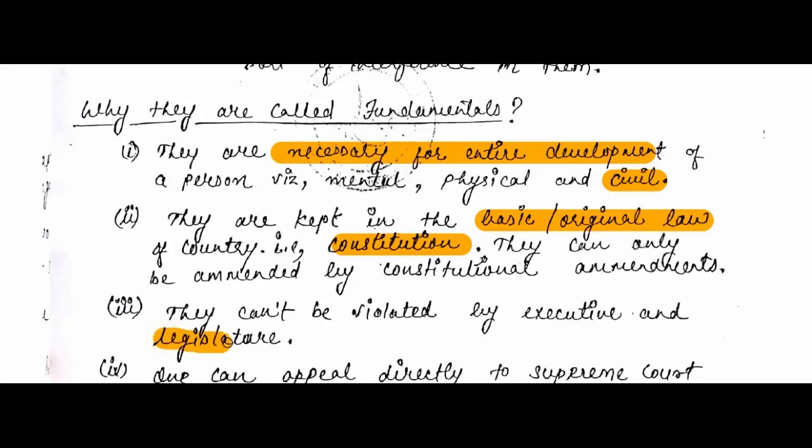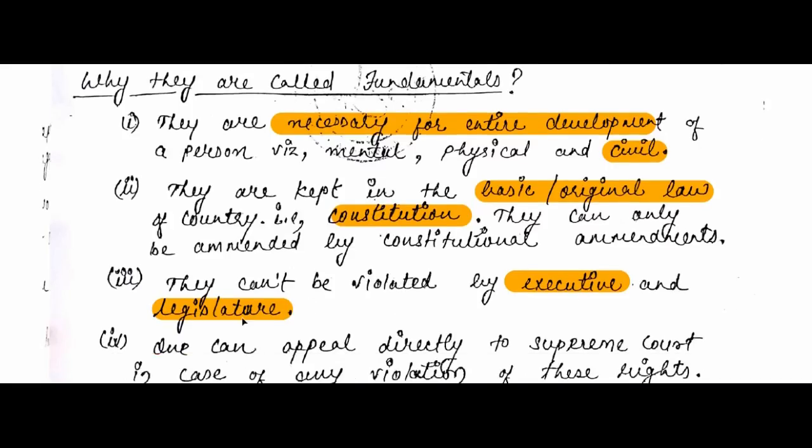Legislature means the body which makes laws. For instance, we say parliament or state legislature. And executive means the body which implements the policies and laws made by the legislatures. For instance, we can say the entire administration. Okay, so they can't be violated by any of these.